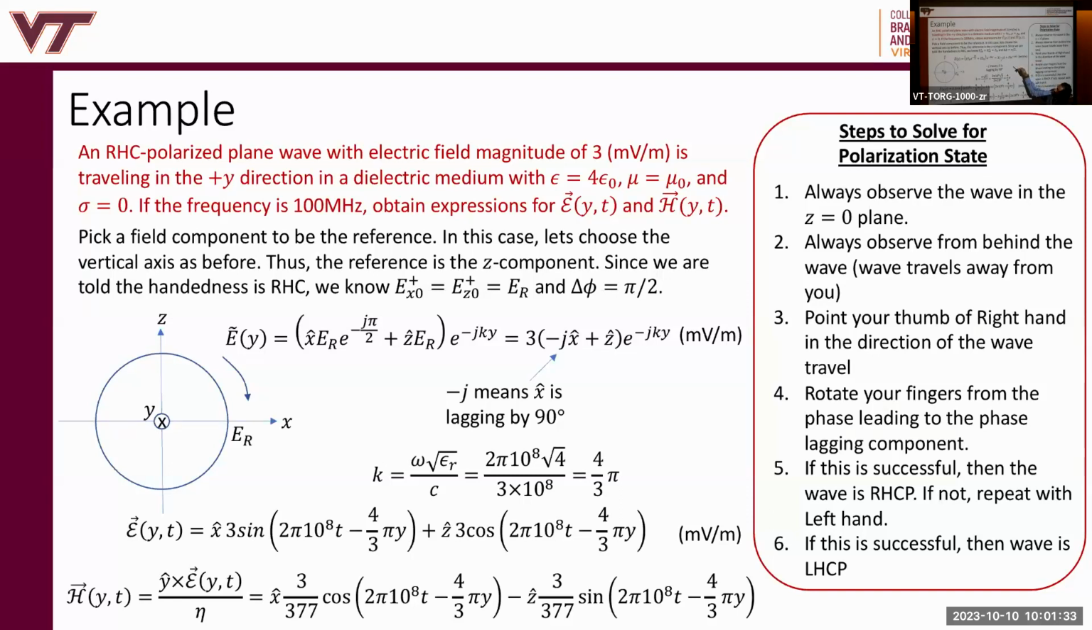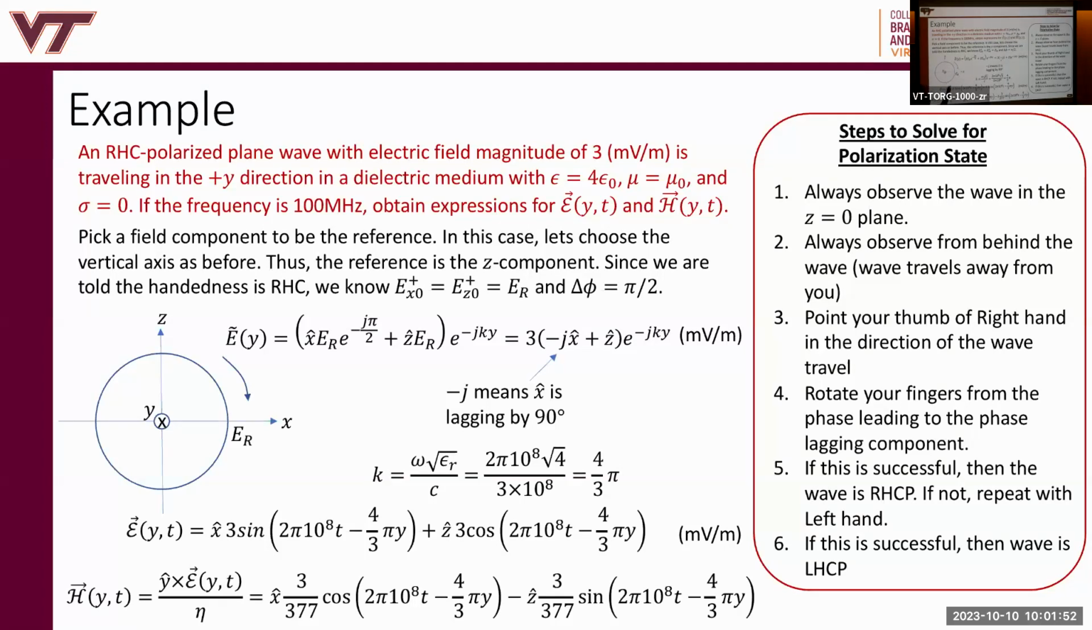Y and time, right? So pick a field component to be the reference. So we want to pick one to be the reference. We were picking X before, right? You could pick either. In this case, let's choose the vertical axis as before. So Y direction is now into the board because it's traveling along the Y direction. We need to pick either X or Z to be our reference, right?